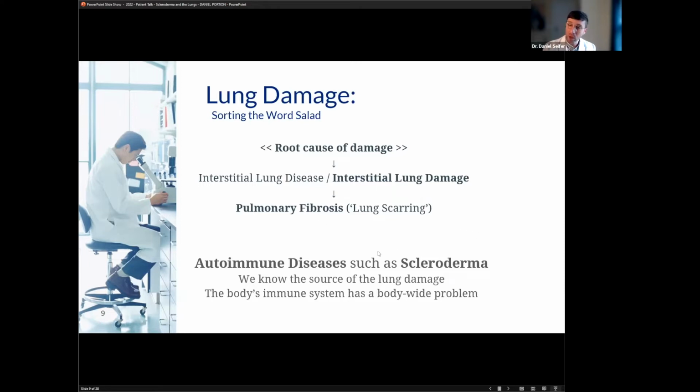So the fundamental difference here is that we know the source of this lung damage. We know it. The body's immune system has a system-wide problem, and it's causing damage to this part of the body.